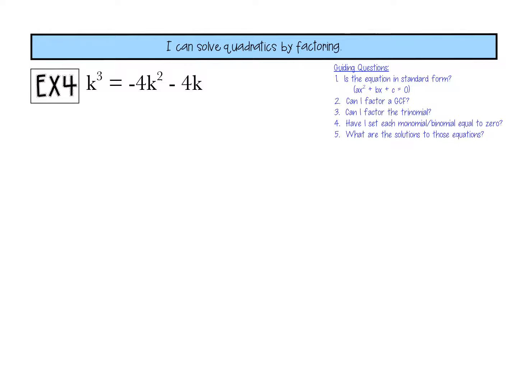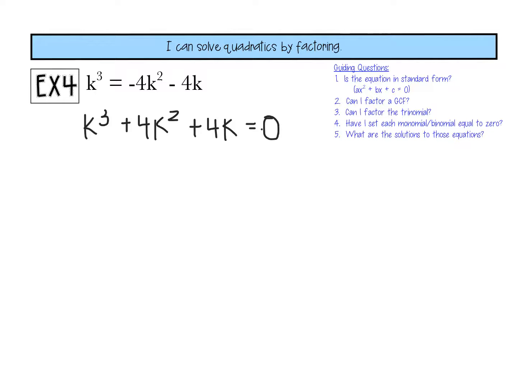Alright, so example 4. k to the third equals negative 4k squared minus 4k. So is the equation in standard form? We always want to keep our largest power, so k to the third, positive. So I'm going to move this stuff over here. So I've got k to the third plus 4k squared plus 4k equals 0.